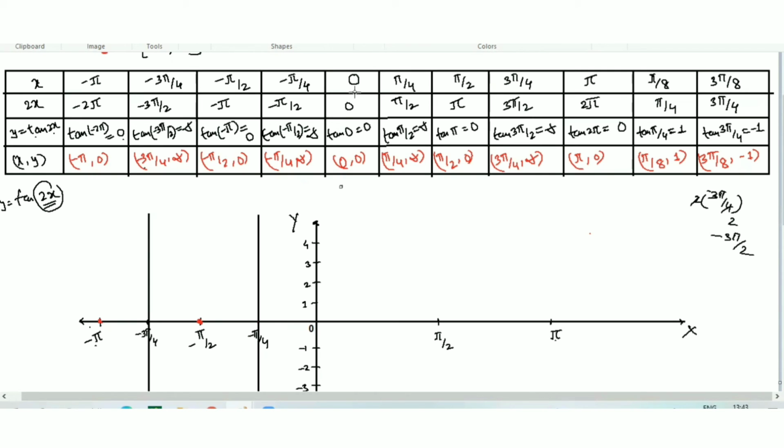Now the next point is 0. 2 times 0 is 0, tan of 0 is 0. What is the coordinate point? 0, 0. Let's plot the point 0, 0. So this is 0, 0, it will be here.